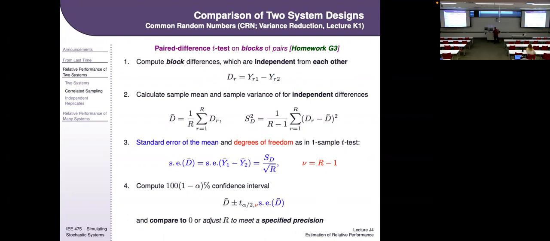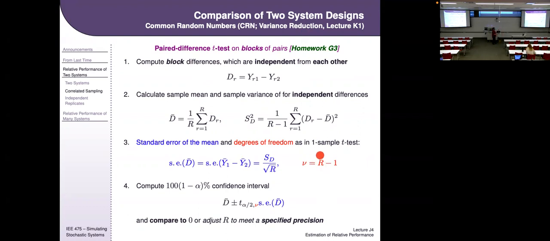replication. So replication of system 1, replication of system 2, they have the same inputs, subtract them, get a difference for replication 1. Do that for all the replications, just like you did for homework G3. From that difference, calculate a variance. From that variance, calculate a standard error of the mean. And the degrees of freedom for this one's easy because it's just R minus 1. It's just the number of replications minus 1.